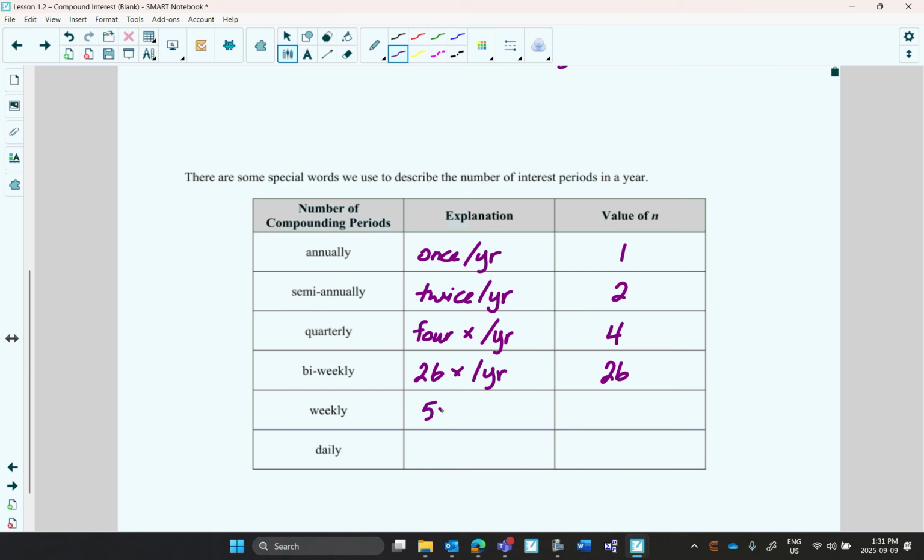Weekly, well, every week would be 52 times per year, so it'd be 52. And daily would be 365 times per year, so N would be 365. Usually we're doing these ones, or even monthly. We don't look too much at the bi-weekly or weekly.